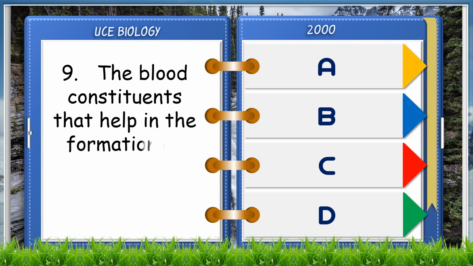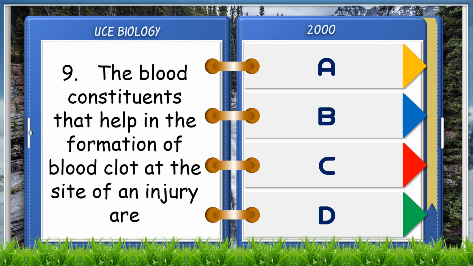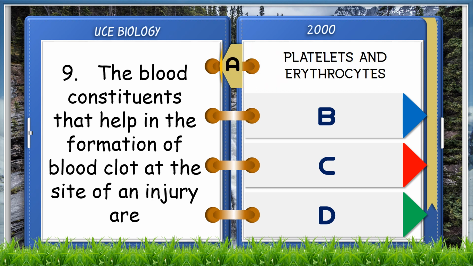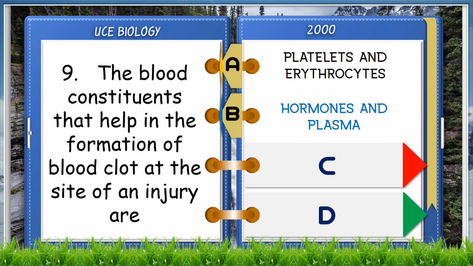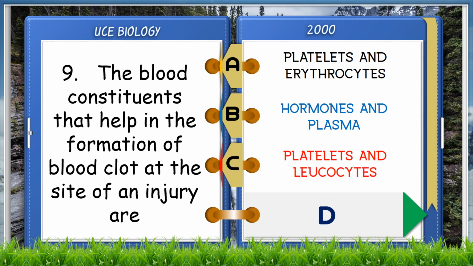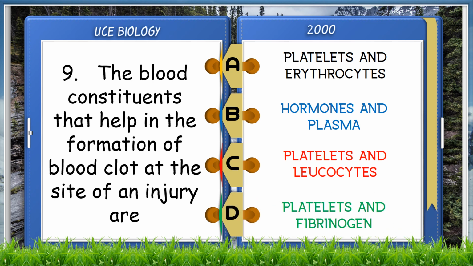The blood constituents that help in the formation of a blood clot at the site of an injury are A. Platelets and erythrocytes. B. Hormones and plasma. C. Platelets and leukocytes. D. Platelets and fibrinogen. The answer is D. Platelets and fibrinogen.